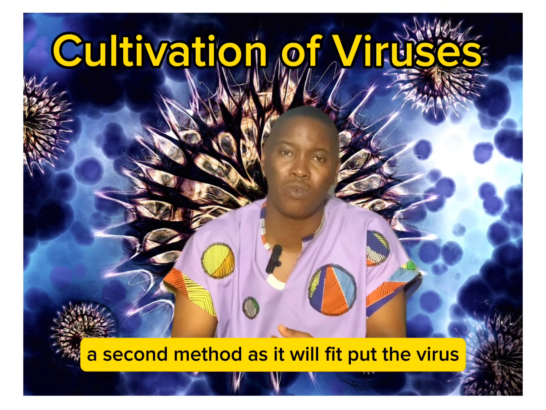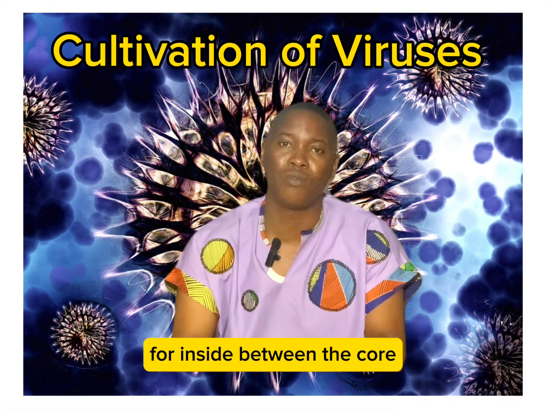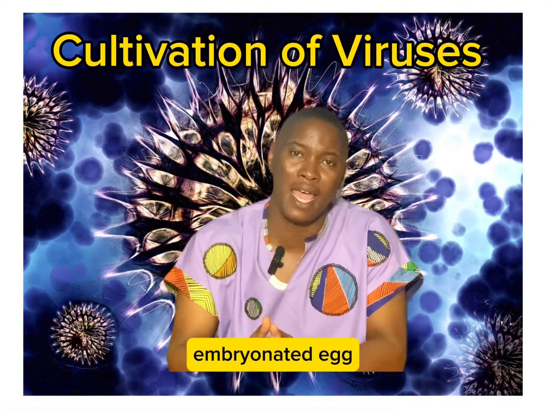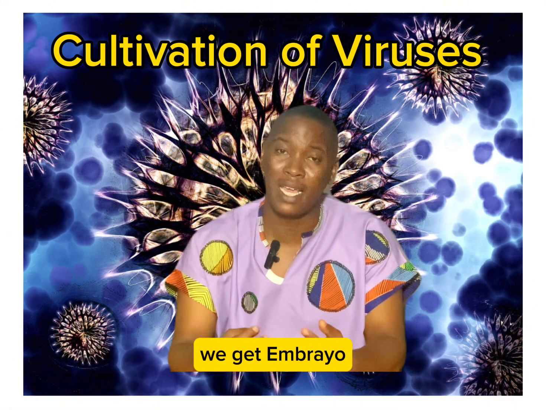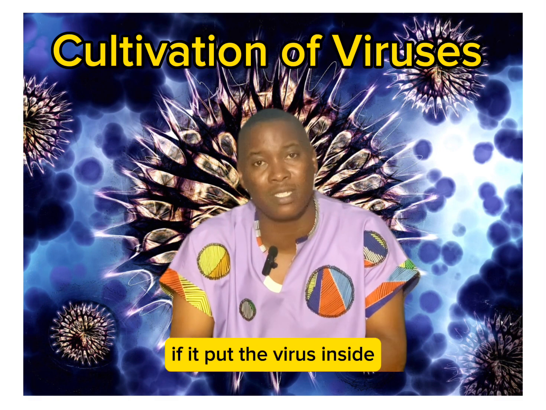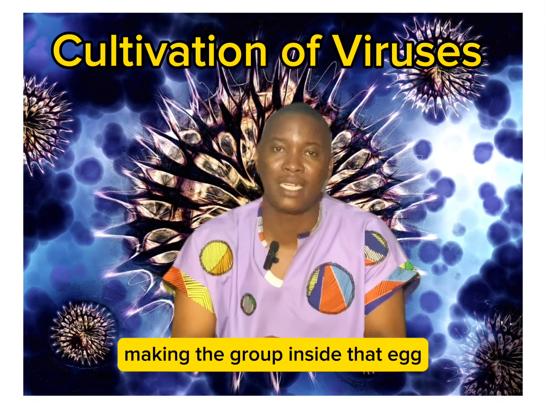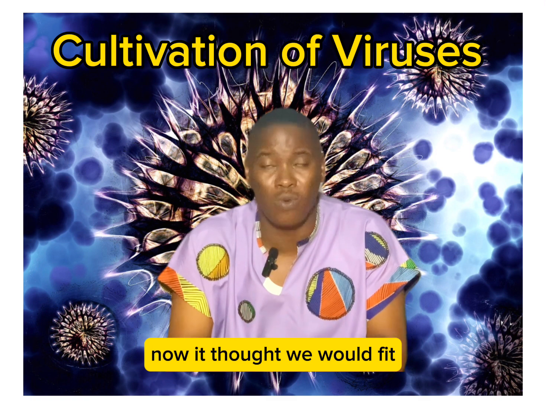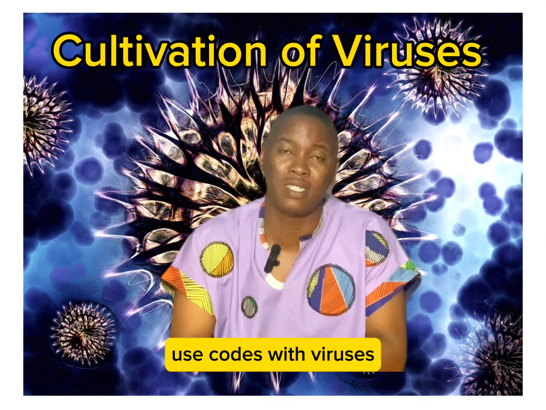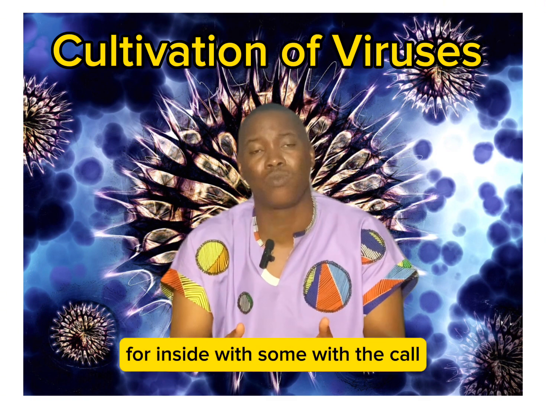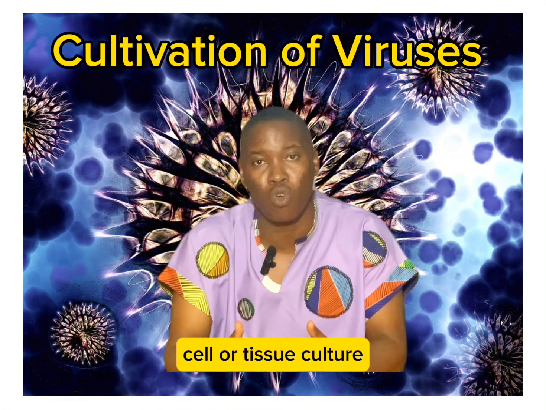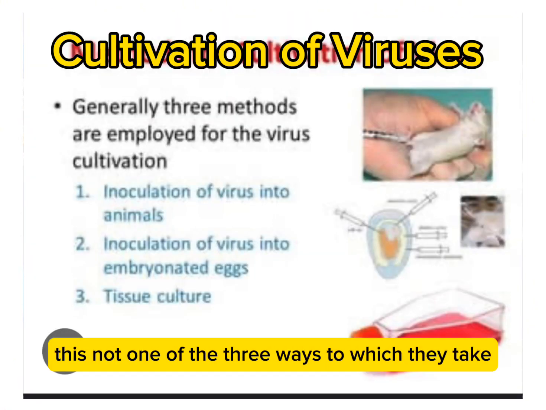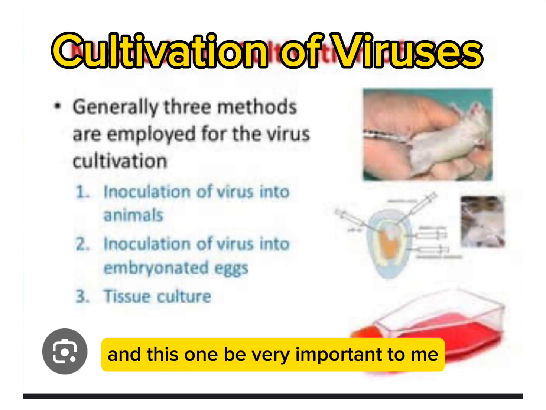A second method na say we fit put the virus for inside wetin we dey call embryonated egg. So egg of chicken wey get embryo, we fit put the virus inside make e dey grow inside that egg. Now, a third way wey we fit use cultivate viruses na to put that virus for inside wetin we dey call cell or tissue culture.